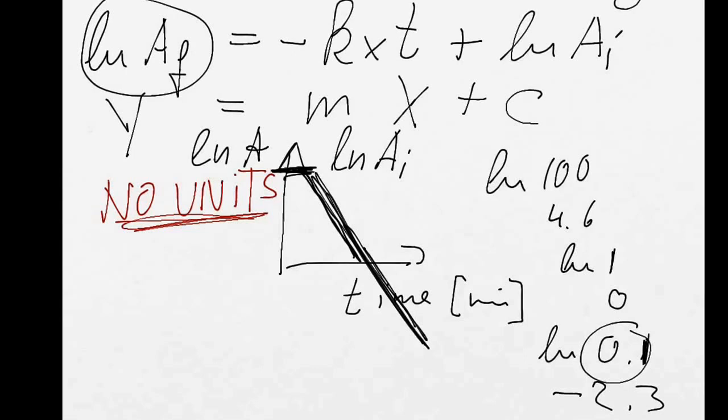With a zero order, it can't, because here we have A final, not ln. We have A final, and a negative A doesn't make any sense. Makes sense?